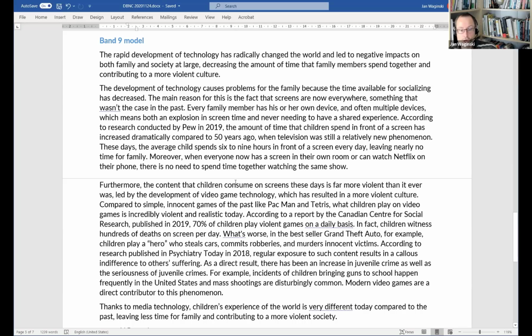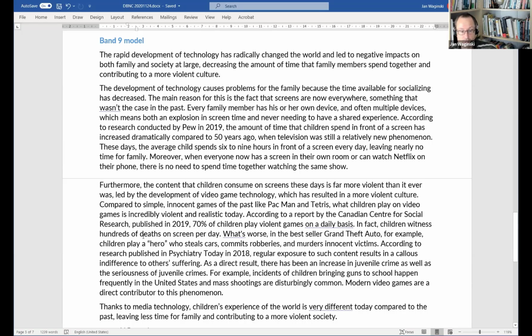Furthermore, the content that children consume on screens these days is far more violent than it ever was, led by the development of video game technology, which has resulted in a more violent culture. So the effect on society. Compared to simple, innocent games of the past like Pac-Man and Tetris, what children play on video games is incredibly violent and realistic today. According to a report by the Canadian Centre for Social Research published in 2019, 70% of children play violent games on a daily basis.